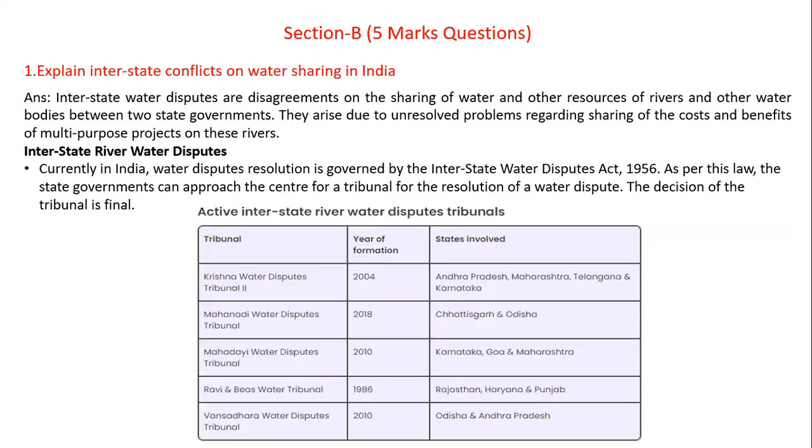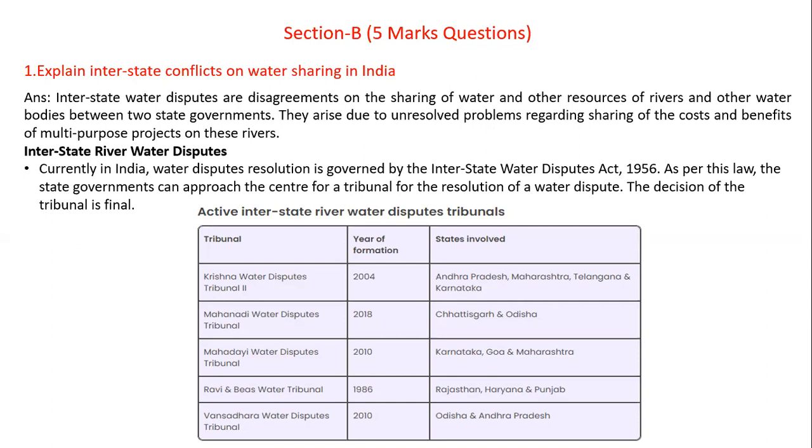So next we go to section B, which consists of 5 marks questions. The first question is like this: explain interstate conflicts on water sharing in India. India is a country which has a lot of rivers. We have Krishna, Saraswati, Godavari, Kaveri, we have Ganges water. So many rivers are there, and definitely these rivers are going to flow in different states, and so there will be a dispute as far as the sharing of water is considered. So this is a question related to interstate conflicts on sharing of water in India.